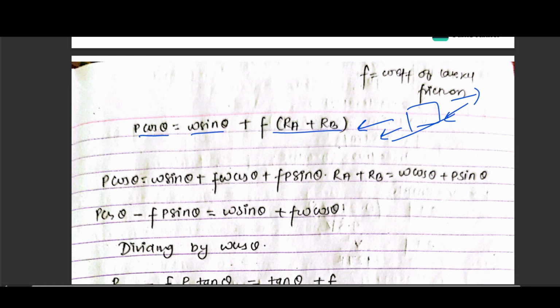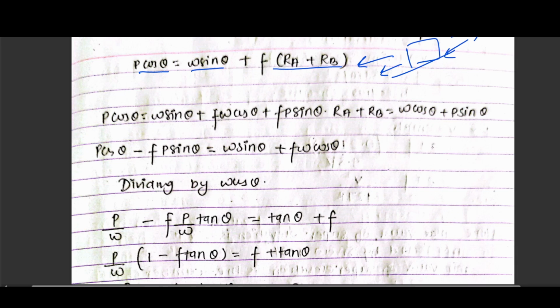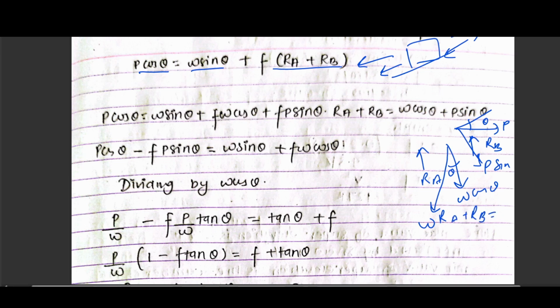We understand it. So what will be RA plus RB? We cannot write RA plus RB as W, because RA is at this point, RB is at this point, and this is the portion where we are going to resolve. W is here, and this angle is theta, so W cos theta will be here, and P sin theta will be here. So RA plus RB resolving in the vertical direction would be W cos theta plus P sin theta. RA plus RB is written as W cos theta plus P sin theta, and it will be multiplied by F. You can see it here.